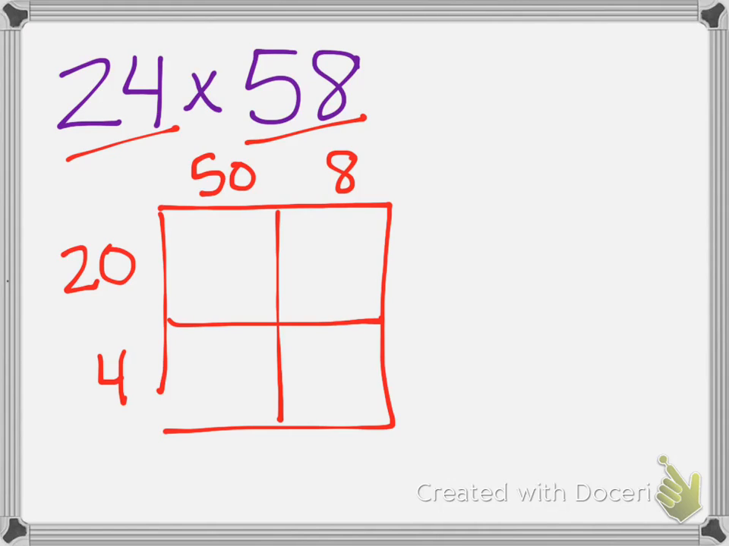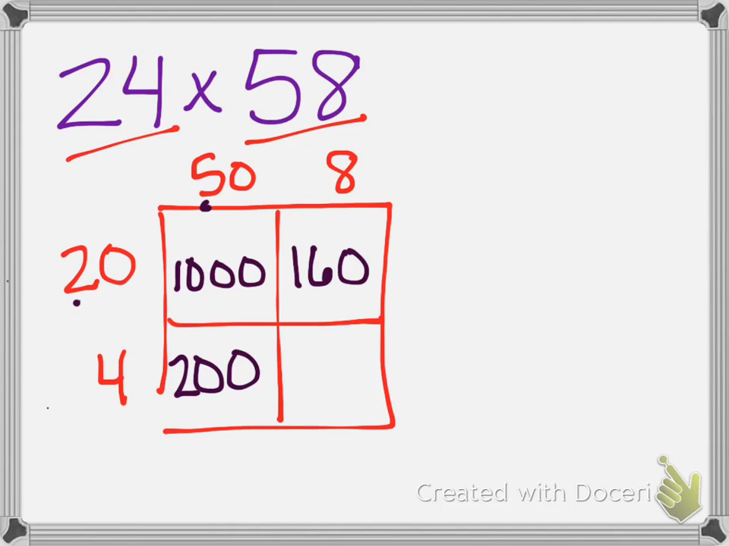Now this one, be careful because the kids could make a zero mistake. 2 times 5 is 10, and then I have 2 more zeros. 20 times 8. I know 2 times 8 is 16, and I can place another 0. Same thing with this next one. Don't make a zero mistake. I know 4 times 5 is 20, and then I have another 0. And then 4 times 8 is 32.